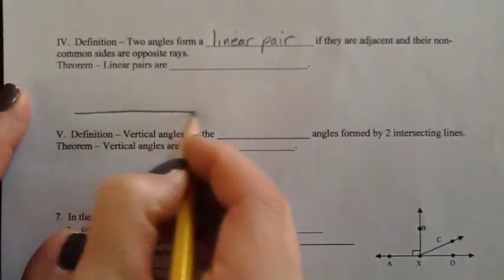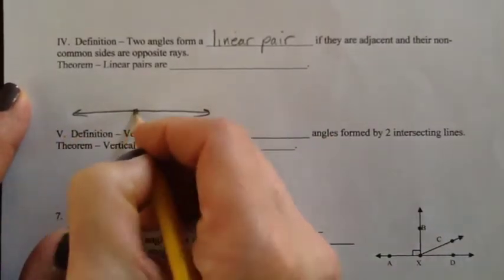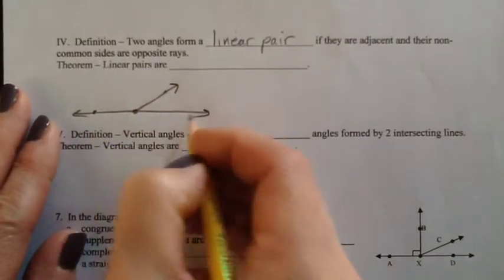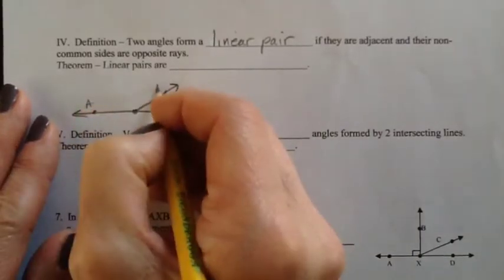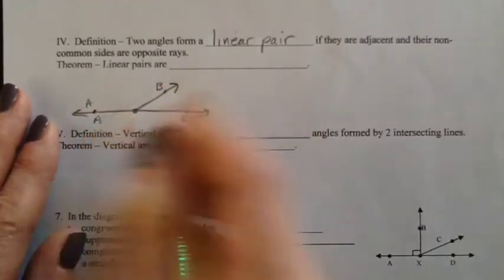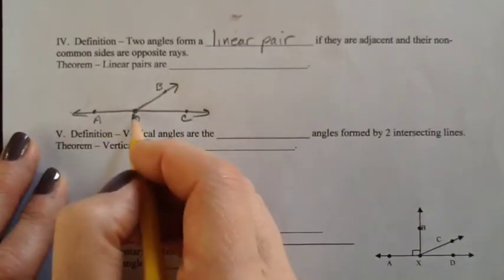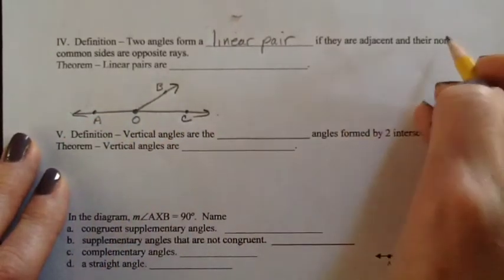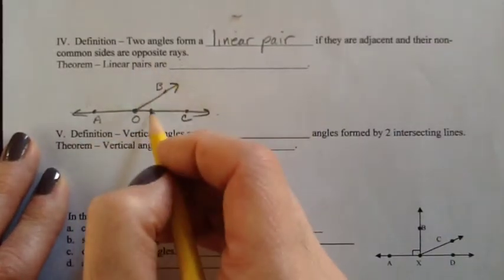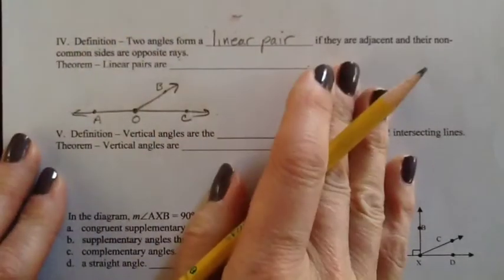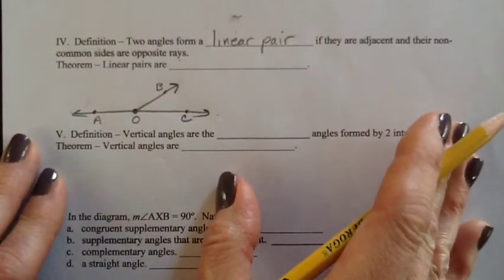Okay, so I have opposite rays. Let's call this, oh, I don't know. Okay, so ray OA and ray OC are opposite rays. So we've got that part of the definition. And they are adjacent. They have a common vertex, a common side. They are coplanar, and they don't overlap. Okay, so that's an example of a linear pair.